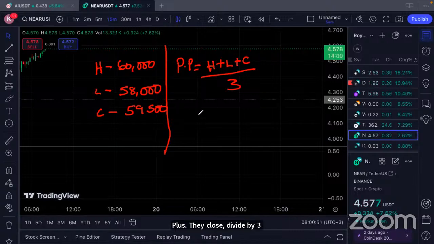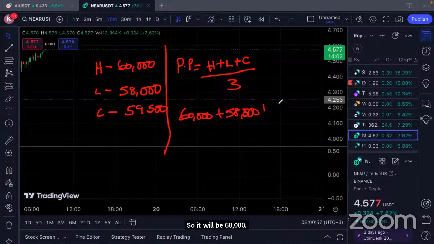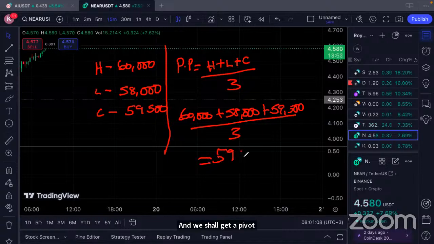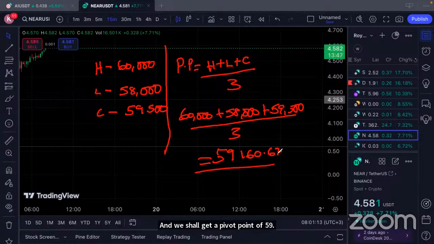So it will be 60,000 plus 58,000 plus 59,500 divided by 3, and we shall get a pivot point of 59,167. So this will be the pivot point. Now, these are just lines drawn.